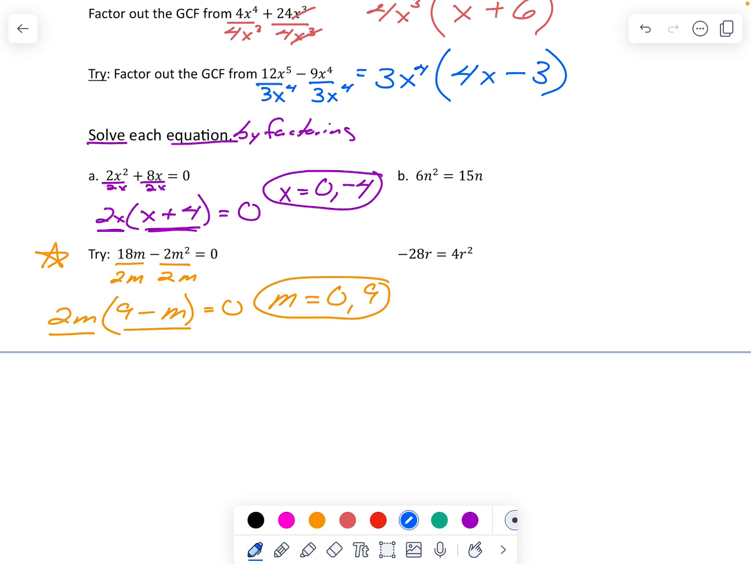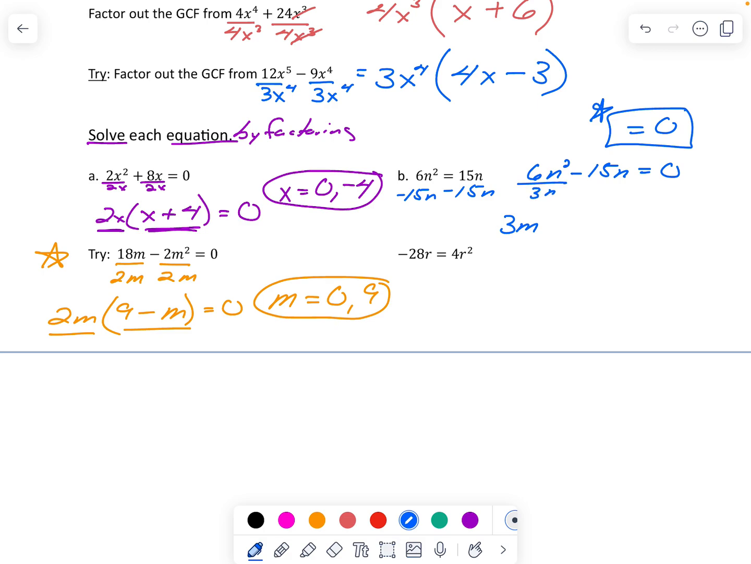All right, these last two problems are a little bit different. Notice, whenever we solved by factoring, it always equaled 0. We have to have it equal 0 because then we can set each factor equal to 0 to solve it. So the first thing we're going to do here is subtract 15n from both sides so that when we rewrite it, it looks like this. Because we want it to equal 0. That is a key.